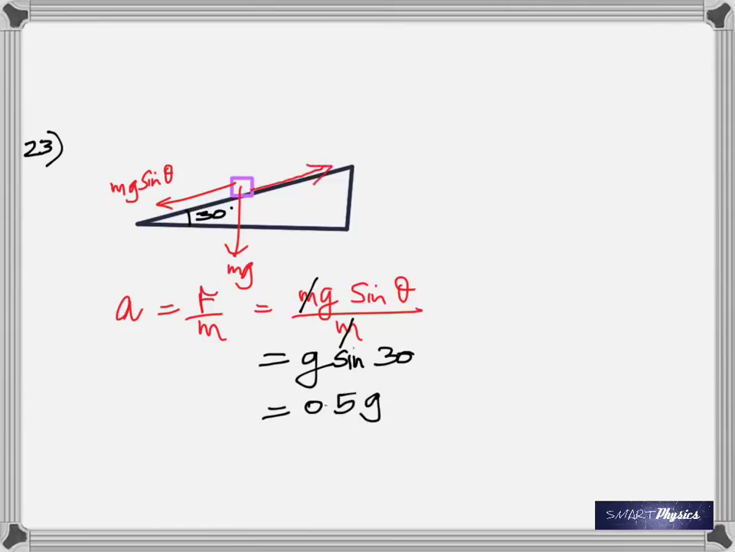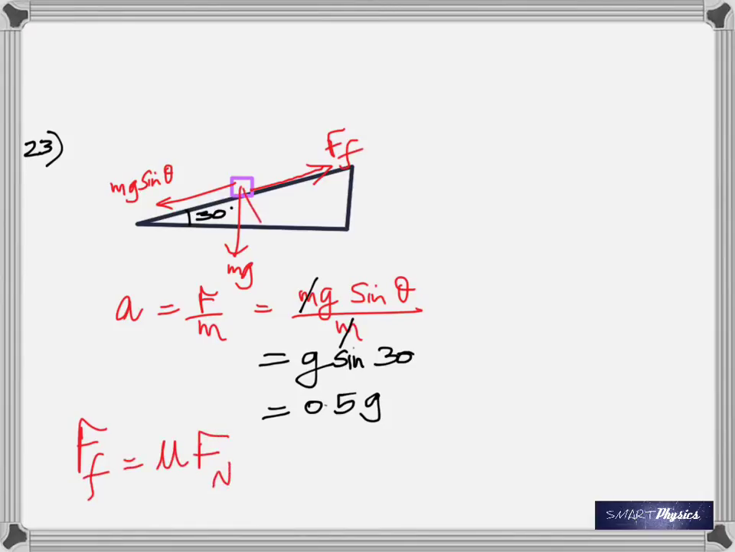Okay, I just wanted to ask you this. What if there is friction? Can you find the acceleration? All you've got to do is minus friction divided by the mass, isn't it? That's it. Minus friction divided by the mass, if there is friction.